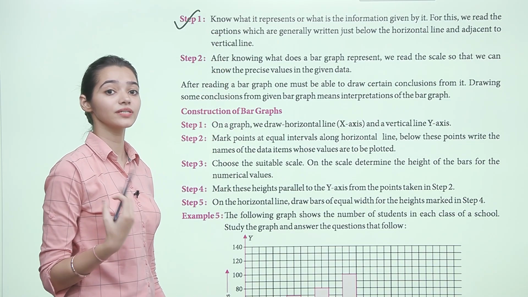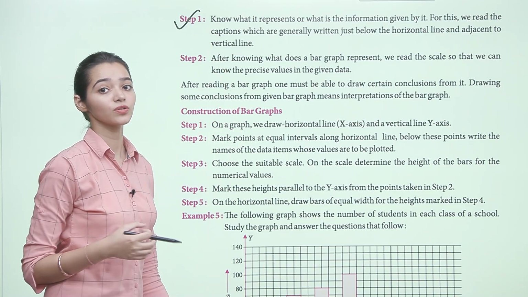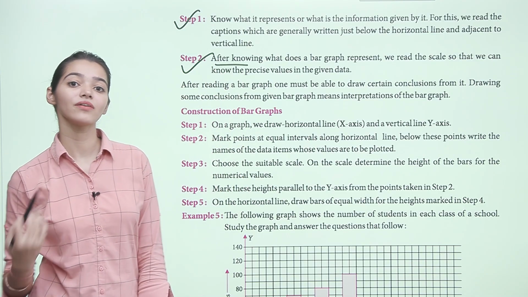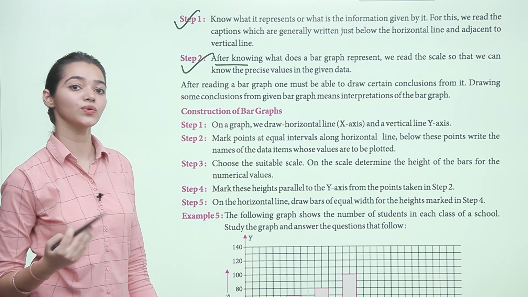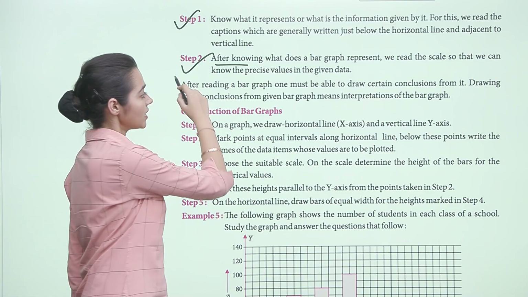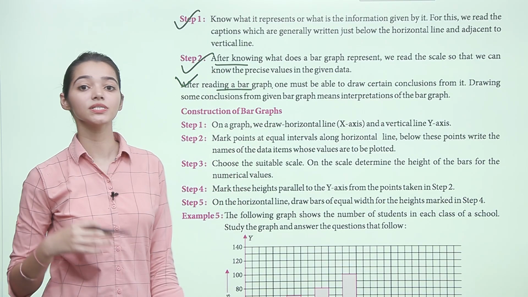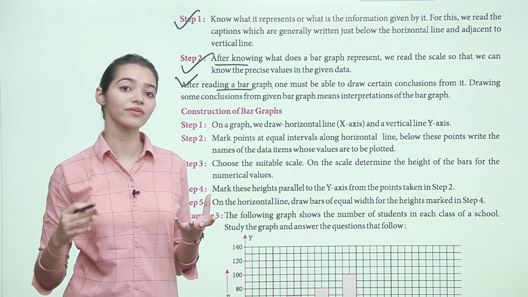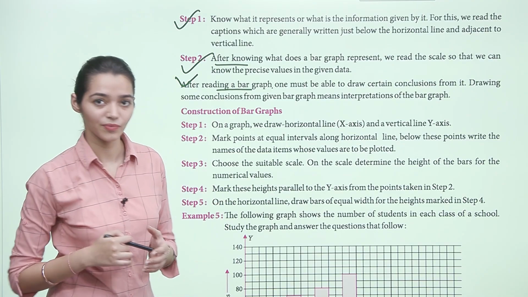For this, we will read the caption as written just below the horizontal and adjacent to the vertical. In step 2, after knowing what the bar graph represents, we read the scale so that we can know the precise value in the given data. Now, after reading a bar graph, one needs to draw certain conclusions. That is, drawing some conclusions from the given bar graph means interpretation of the bar graph.